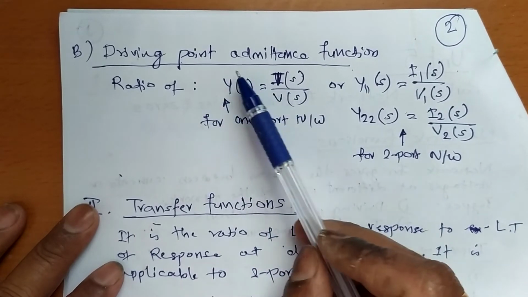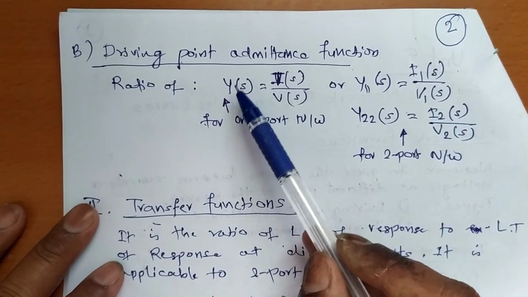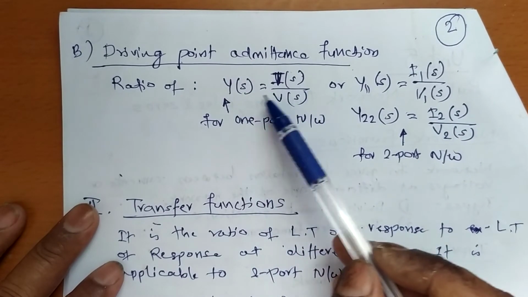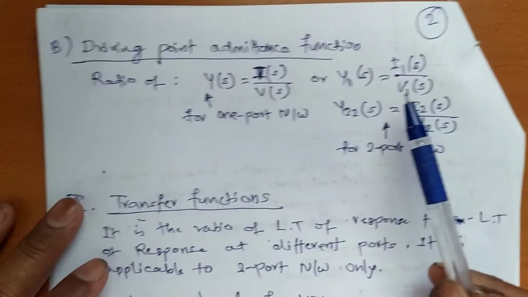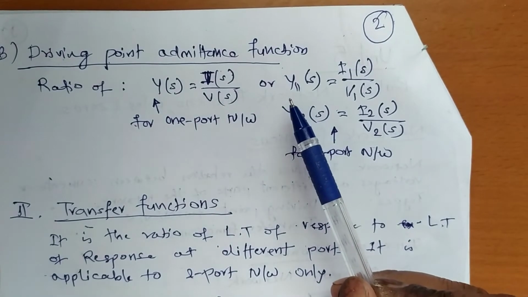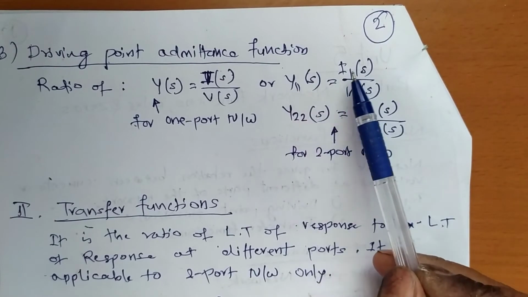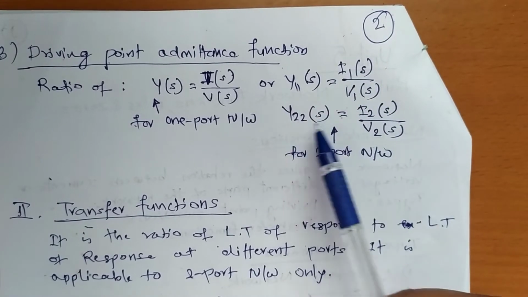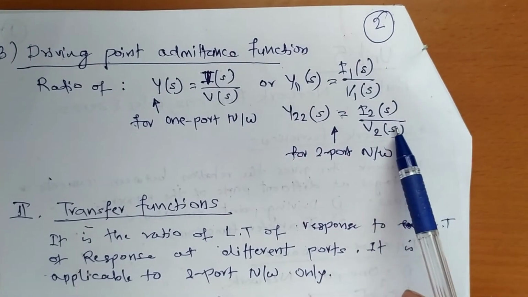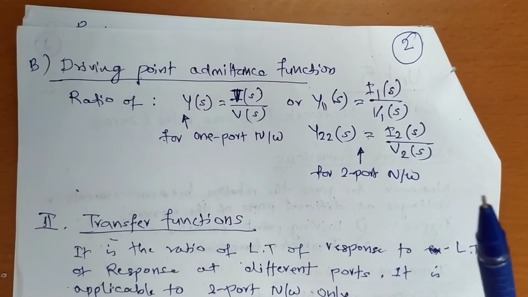In order to calculate the admittance function, if it is convenient, find Z of S first by taking V of S by I of S, then Y of S will be 1 upon Z of S. Similarly, for a two-port network, there are admittance functions at both ports. At the first port, it is I1 of S divided by V1 of S. For the second port, it is Y22 of S, I2 of S by V2 of S. These are the two types of driving point functions.